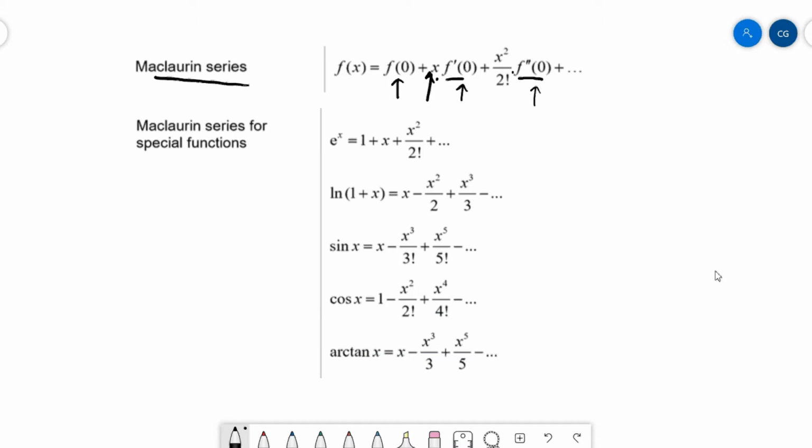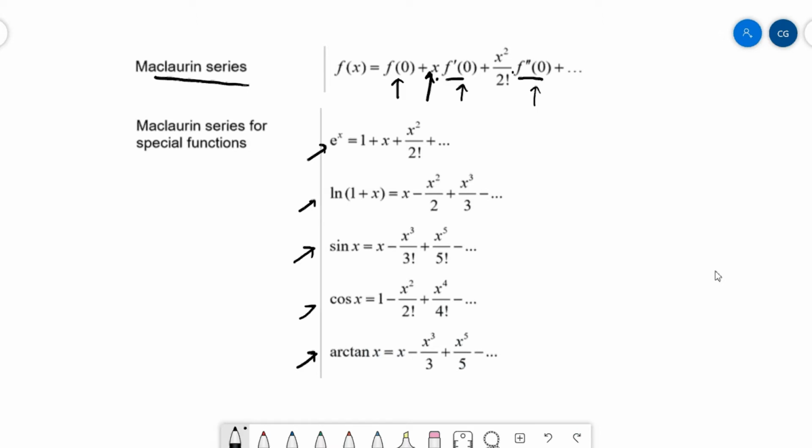Just for some background information, a Maclaurin series is actually a Taylor series with x equal to 0. That is very important. And then, of course, there are given Maclaurin series for special functions, as they say. So e to the power of x, the natural log of 1 plus x, sine of x, cos of x, or tan of x. We will look at these a little while later.